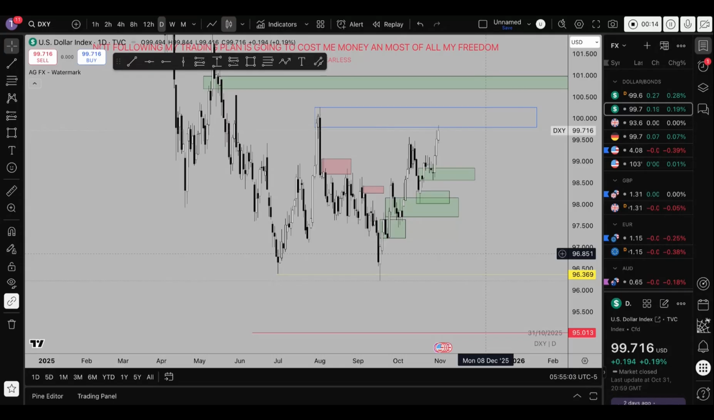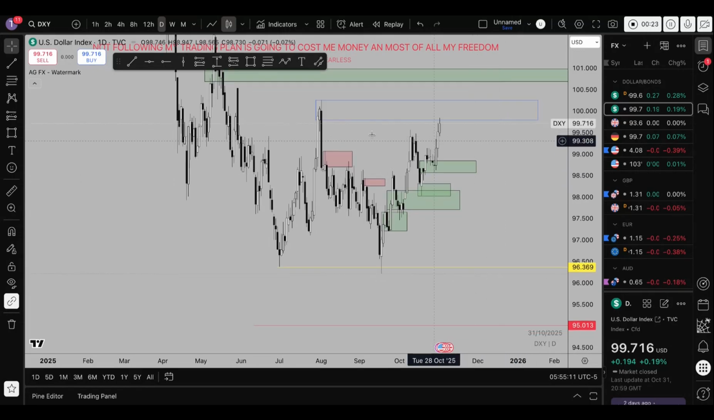This is my Sunday outlook, and we're going to be looking at the charts for the week. We're going to start with the dollar. So we can see the dollar got straight into here with a bit of supply, shy of 100.